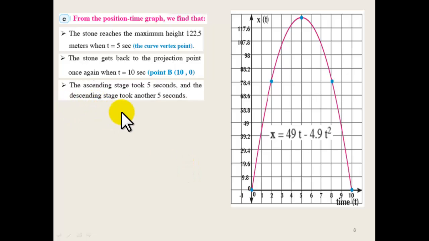The ascending stage took 5 seconds and the descending stage took another 5 seconds. So the total time will be 10 seconds till the body reaches its initial position again. The stone was at 78.4 meters high when t equals 2 seconds and when t equals 8 seconds. Here it is the height of the stone.